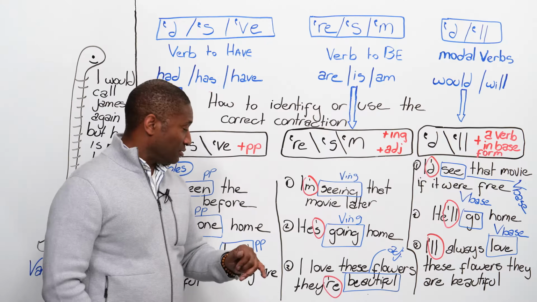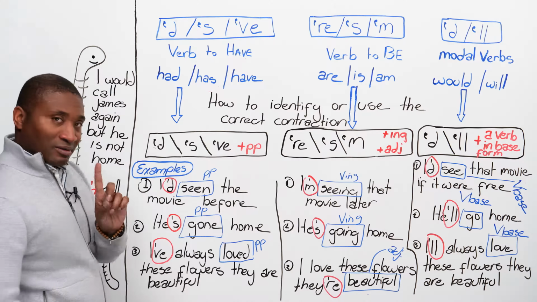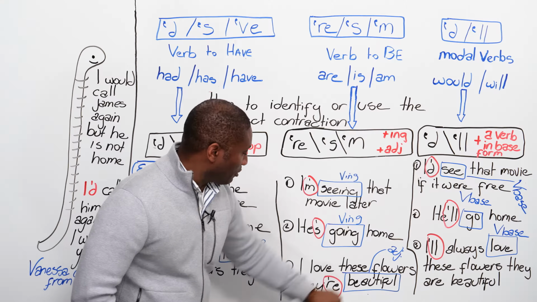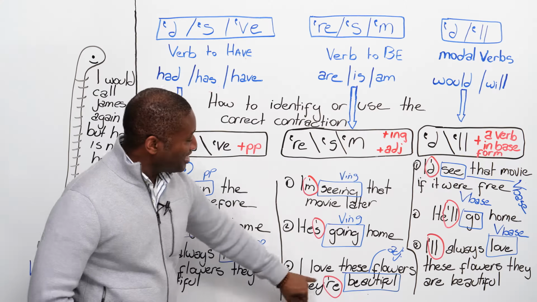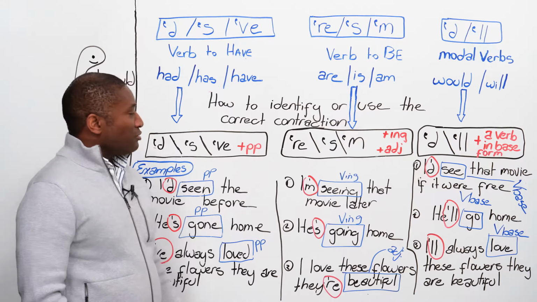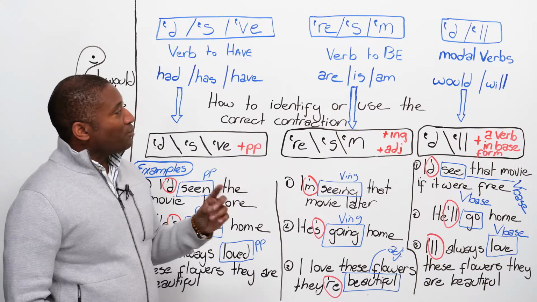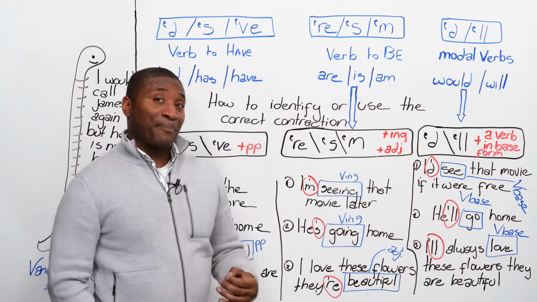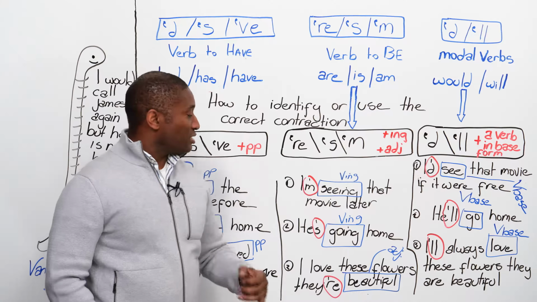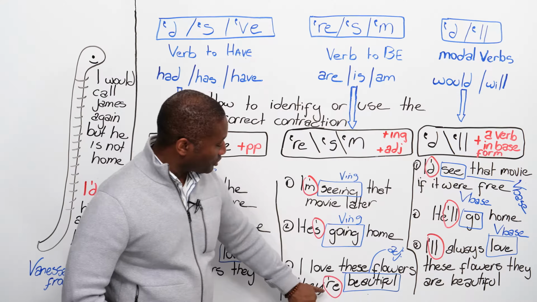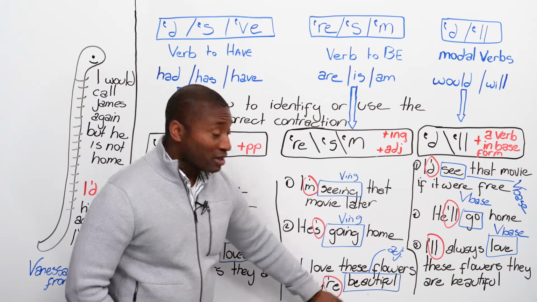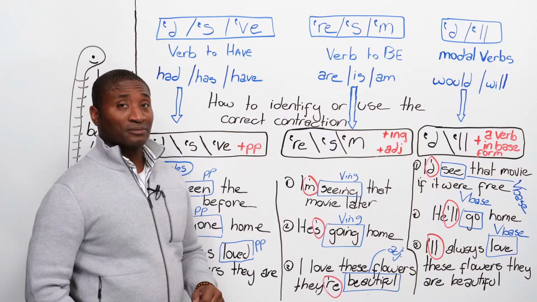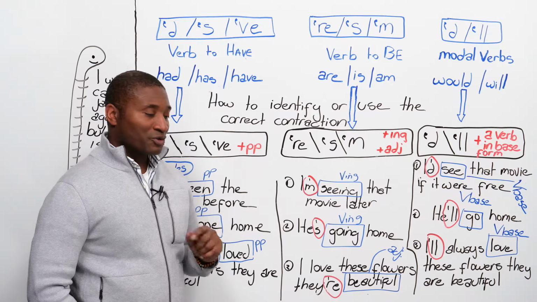Good. And now let's look at the last one. I played a little trick here to make it a little bit more interesting. I love these flowers. They're beautiful. We see the 're here, and you're going to say, I don't see an ing. Well, what is that? Do you remember what I said? It also can be followed by an adjective, because I am happy. Happy is an adjective. In this case, it is the flowers are beautiful. So the flowers, they are beautiful. So we're showing an adjective following this contraction to explain it's the verb to be. Good? You're doing a good job.